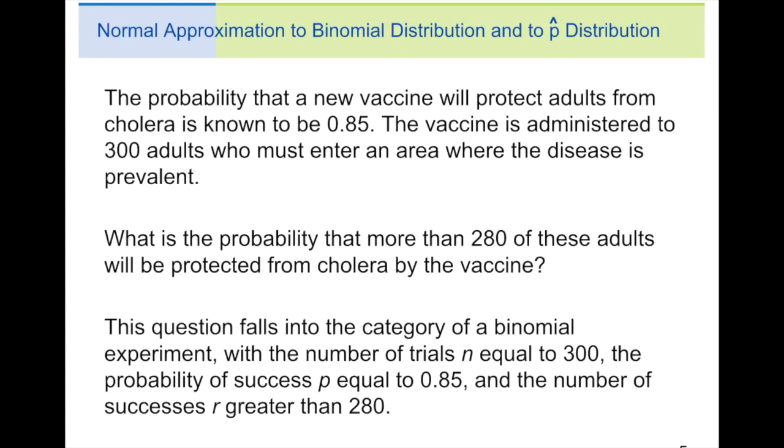The probability that a new vaccine will protect adults from cholera is known to be 0.85. The vaccine is administered to 300 adults who must enter an area where the disease is prevalent. What is the probability that more than 280 of these adults will be protected from cholera by the vaccine? The question falls into the category of a binomial experiment, with the number of trials n equal to 300, the probability of success p equal to 0.85, and the number of successes r greater than 280.